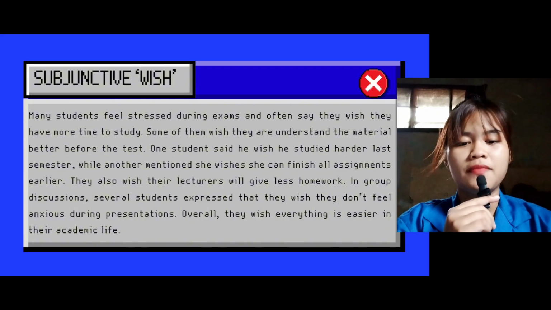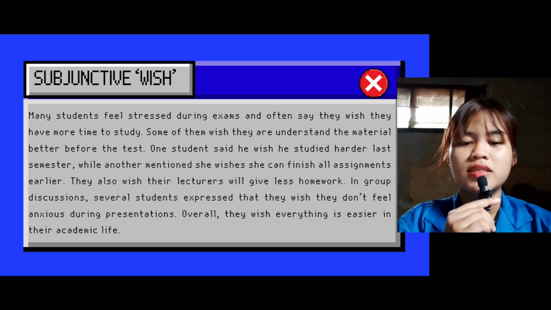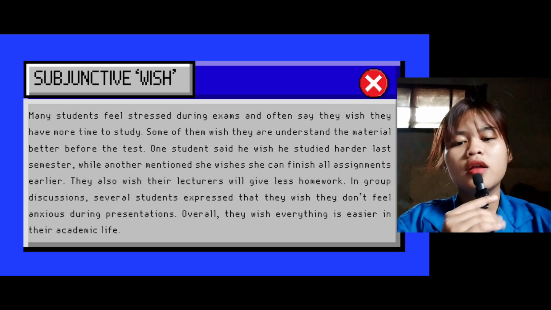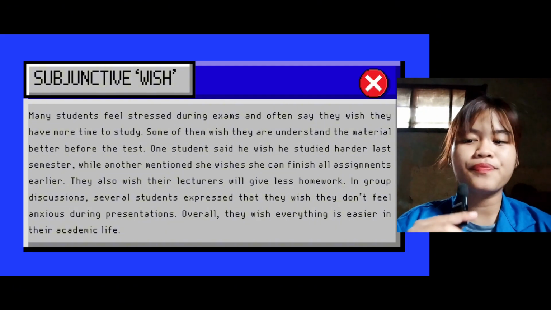In group discussion, several students expressed that they wish they don't feel anxious during presentations. Overall, they wish everything is easier in their academic life.